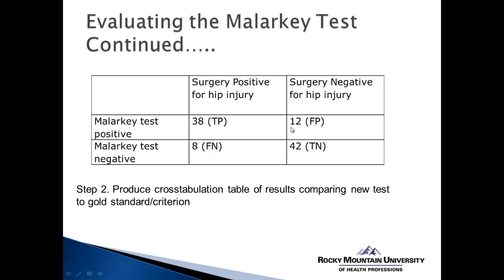If we look in the first row in the second column, these are the people that had a positive Malarkey test but a negative gold standard test. These are our false positives, and we had 12 of those. And then our last cell, we can look at the people that had a negative Malarkey test and a negative gold standard. Those are the true negatives, and we have 42 of those.